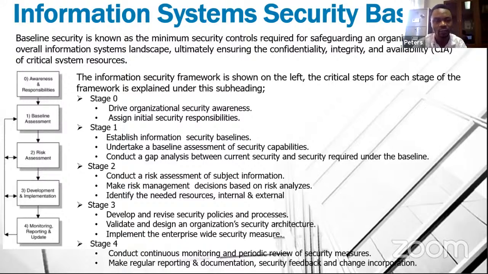We've talked about the software, we talked about the hardware, but we say baseline security is known as the minimum security control required for safeguarding an organization's overall information system landscape. Either your software or your hardware, as far as an information system is concerned in an organization, you must look at some of these processes. First, the awareness and responsibilities. Second, the baseline assessment, risk assessment, development and implementation. Then we have monitoring and reporting.